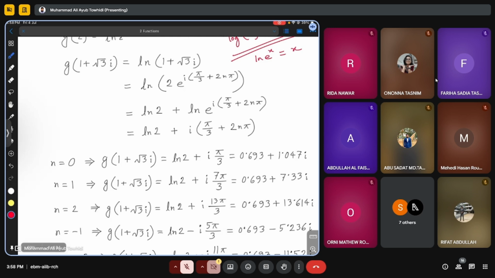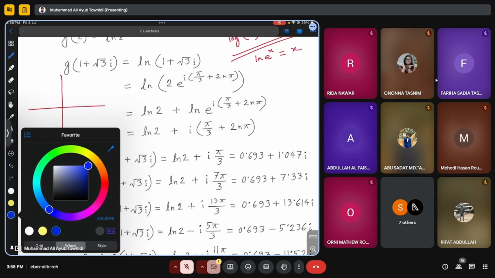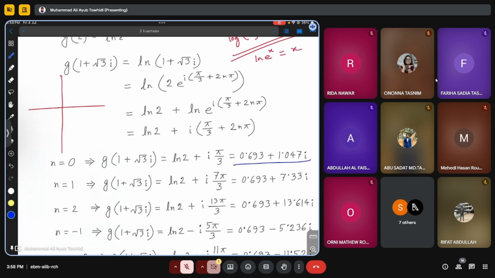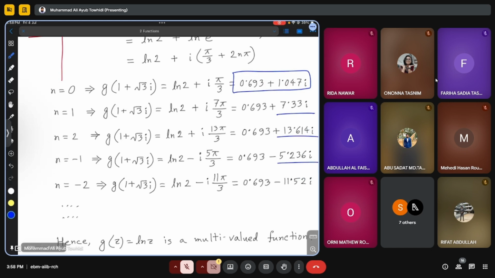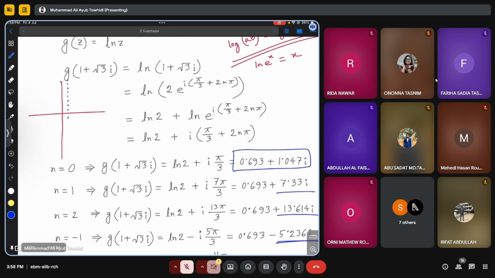Even if I plot this on the graph, point 0.693 plus 1.047i, it will be somewhere here. Then 0.693 plus 7.33, it will be here. So all the values will be like this. The real part is the same, but the imaginary part is different. It is getting bigger and bigger and bigger. Or maybe even on the negative side, smaller and smaller. So these values as well.